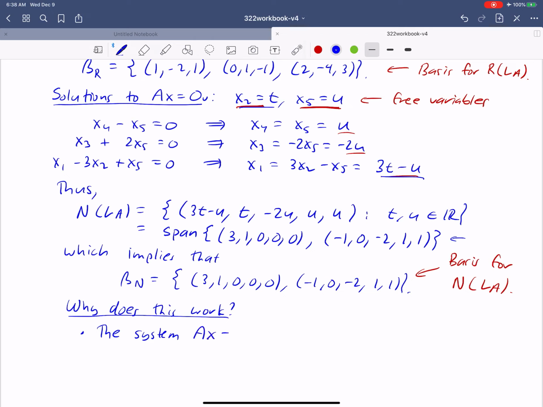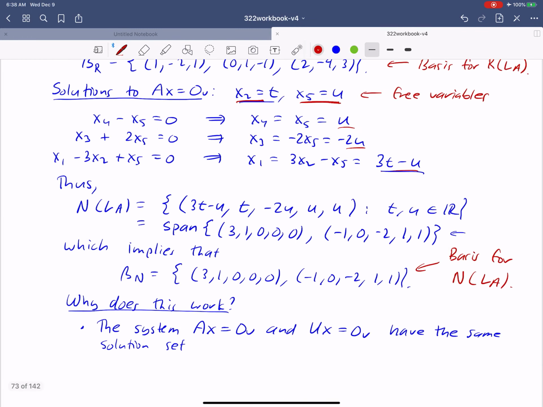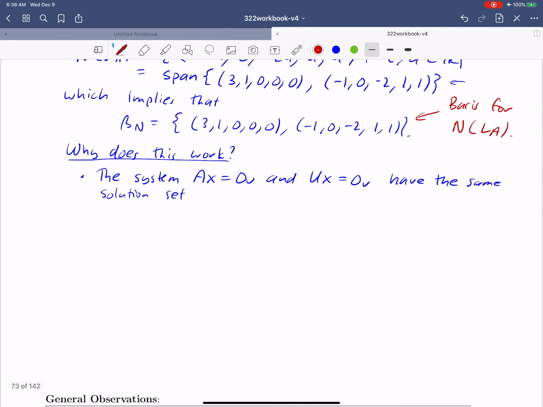First of which is the system AX equals 0 and UX equals 0. Remember, U was just our name for the reduced matrix above. They have the same solution set. We've kind of been assuming this all along in the course, that when you solve a system of equations, you can reduce the matrix. But there is a theorem in this chapter that tells us that we can do that.